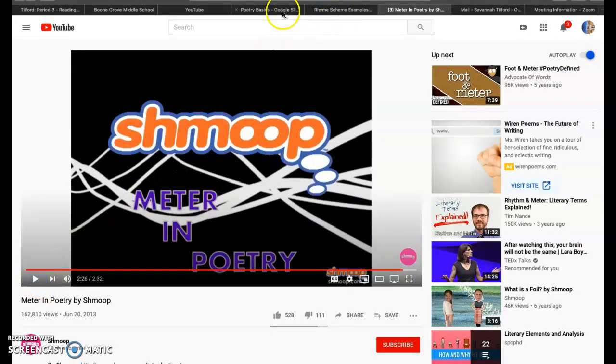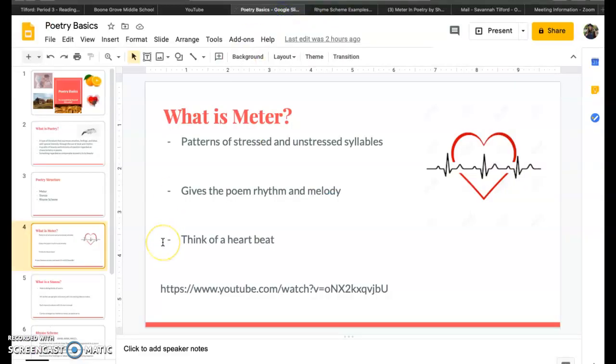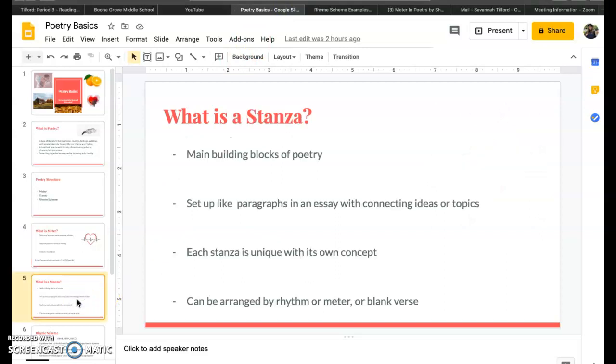All right, so that gives us more of a basic understanding of what meter is, right? But it is essential to poetry. Next, we're going to talk about what a stanza is, and a stanza basically is set up like paragraphs in an essay, and they all have connecting ideas or topics.